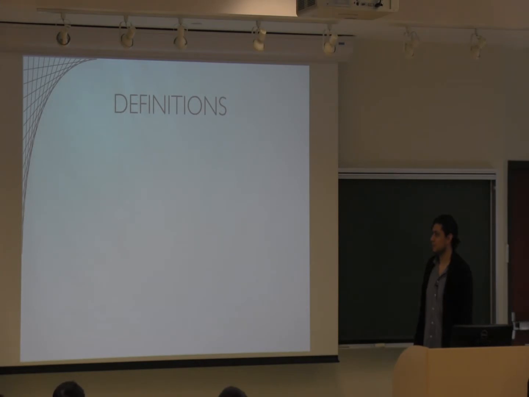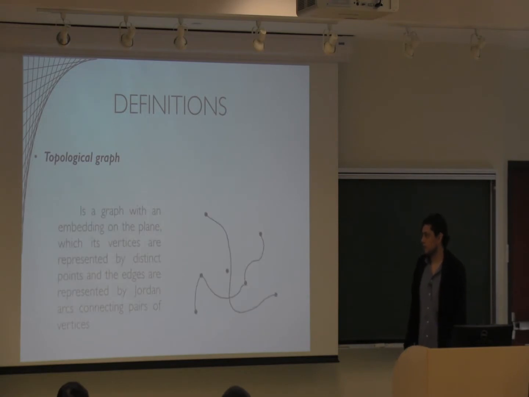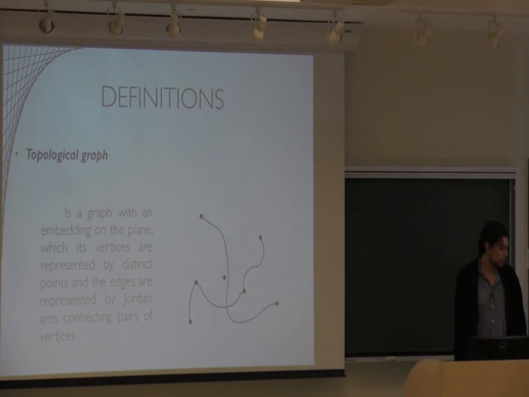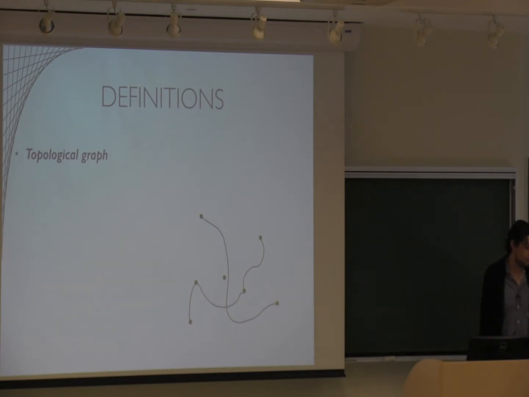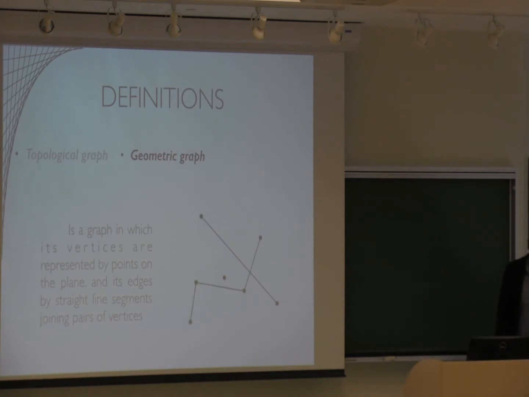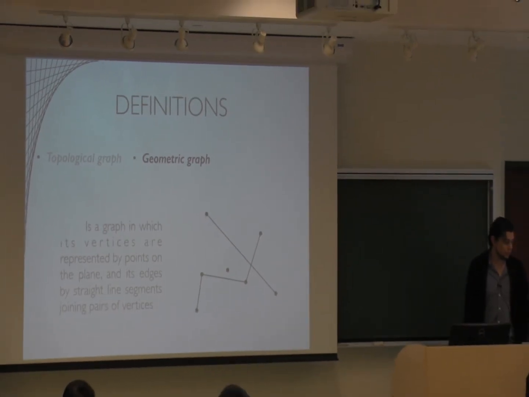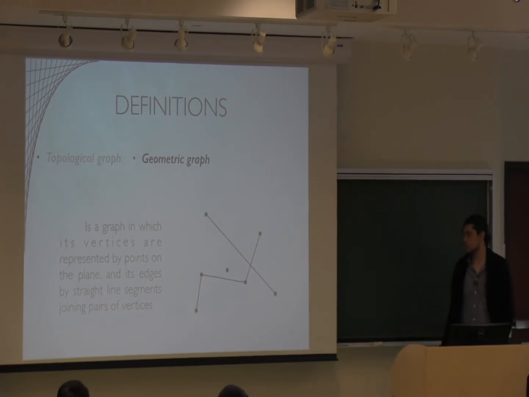I will say some definitions. A topological graph is a graph with an embedding on the plane, in which vertices are represented by distinct points, and the edges are represented by Jordan arcs connecting pairs of vertices. A geometric graph is a graph in which its vertices are represented by points in the plane, and its edges by a straight line segment joining a pair of vertices.